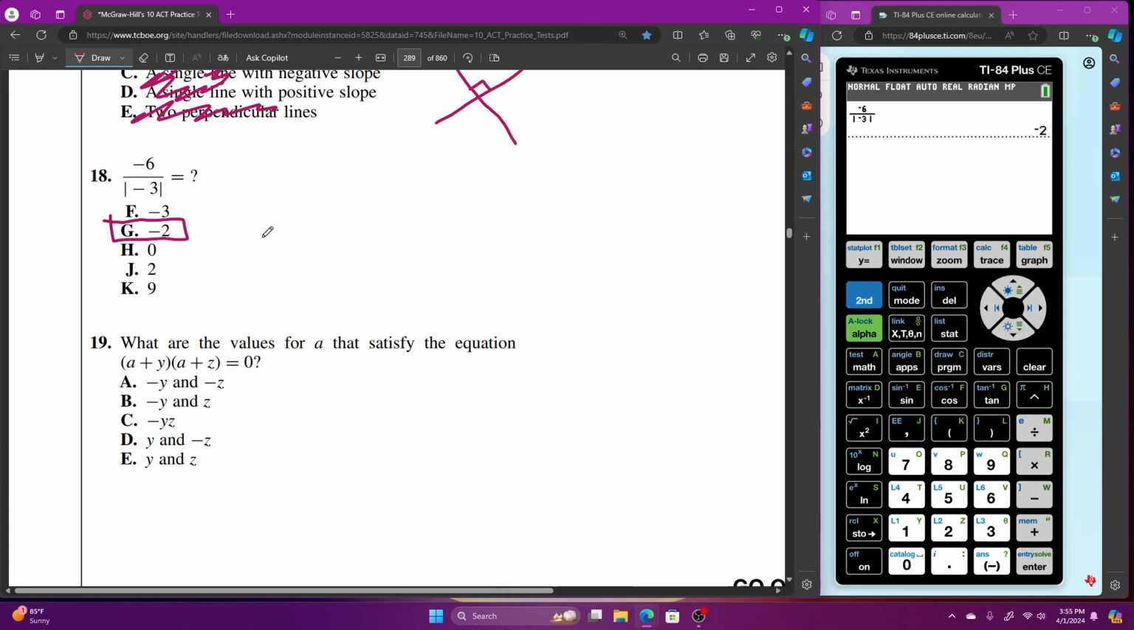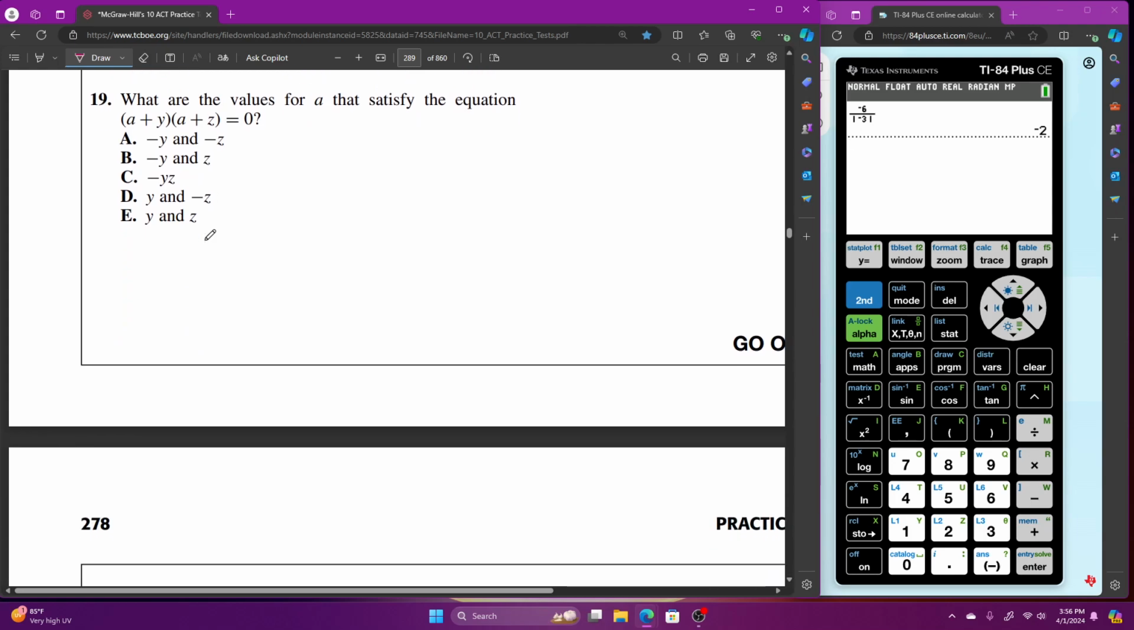And of course, if you didn't want to use the calculator for that, you could always just say, okay, negative 6 over what is the absolute value of negative 3? It's just asking, how far away is negative 3 from 0? Is 3 away? A negative divided by a positive is a negative, and 6 divided by 3 is 2. That would have been fast on the calculator or fast by hand.